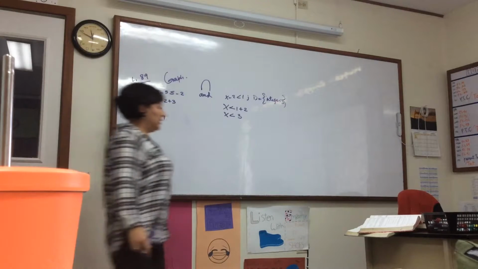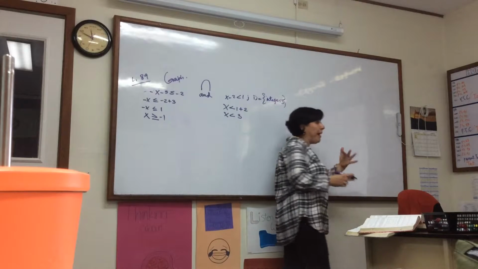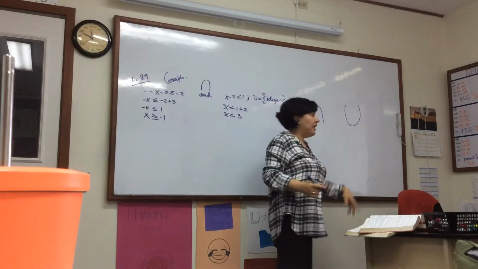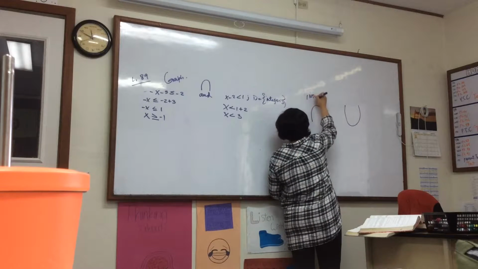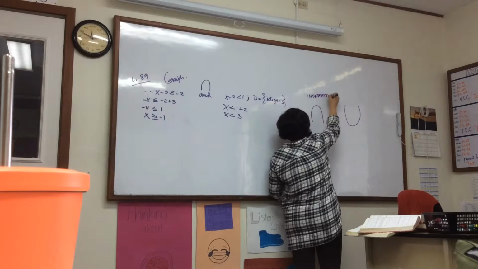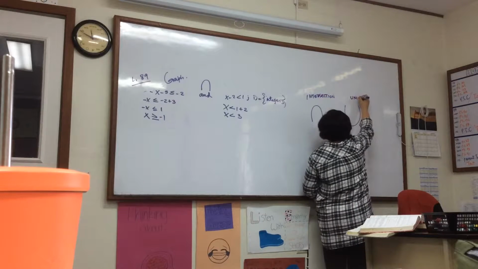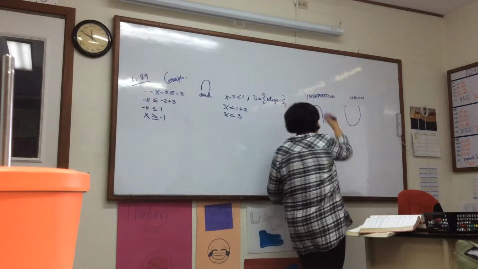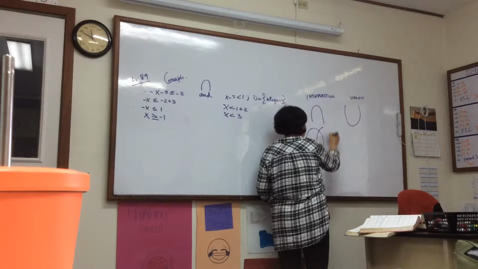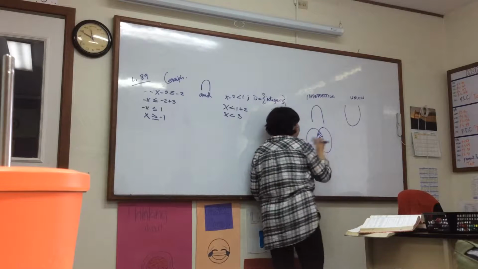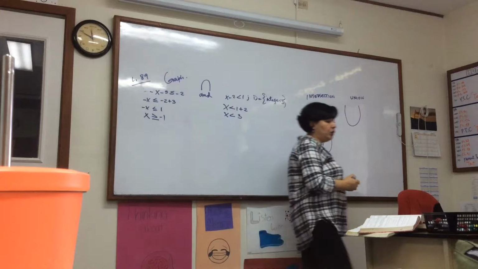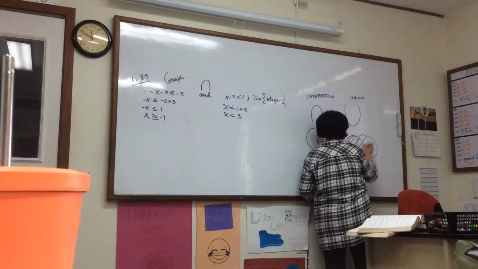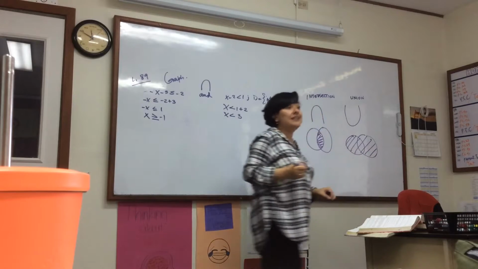Okay, there are two symbols, let's go back a little bit. This symbol is called intersection, and this one is called union. I will explain with a Venn diagram so that you understand. Intersection would be this. Union would be this. All of that? Yes.